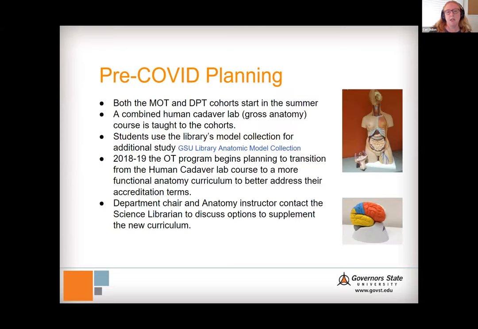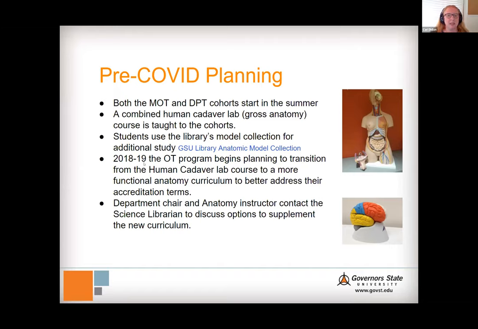Both the MOT and the DPT cohorts start in the summer. Since we are a smaller school, there are 36 students in each, so it's 72 students who take that gross anatomy lab. And to supplement, the library has a model collection that they can also use to study and work with outside a lab and outside a lecture.